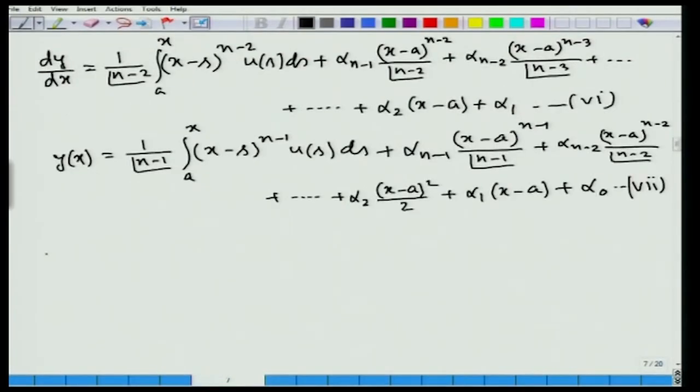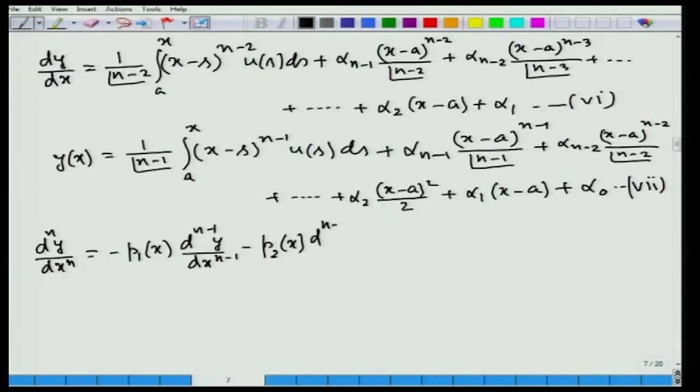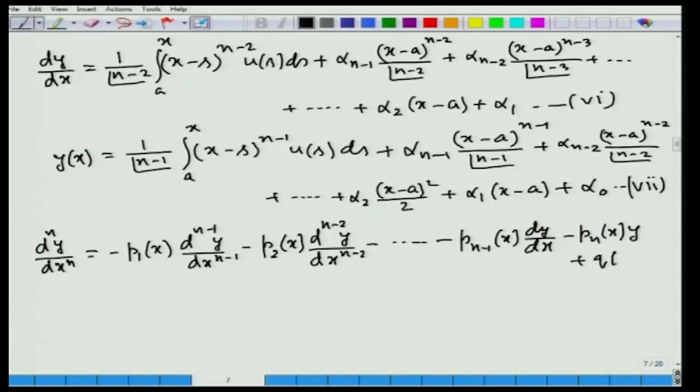So, that means we are rewriting the equation into this form: d n y d x n is equal to minus p 1 x d n minus 1 y d x n minus 1 minus p 2 x d n minus 2 y by d x n minus 2 minus dot dot. In this way, ultimately p n minus 1 x dy dx minus p n x y plus q x. So, d n y dx n is equal to u x, straightforward.